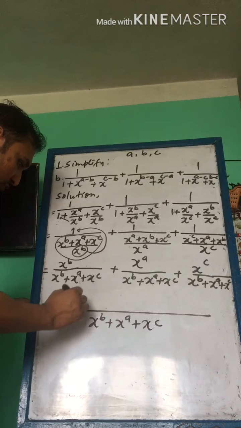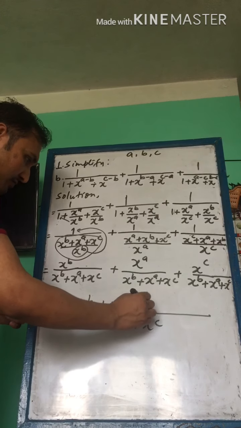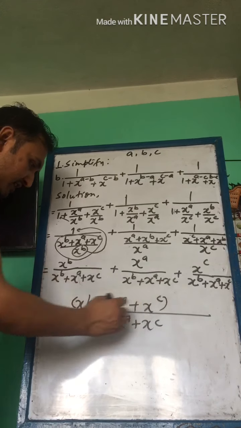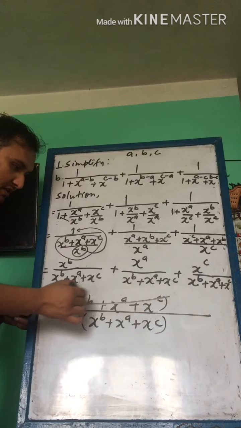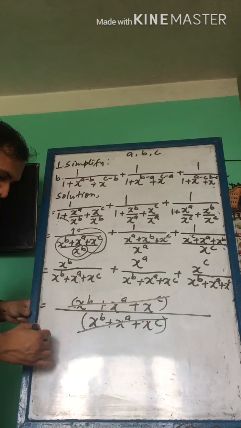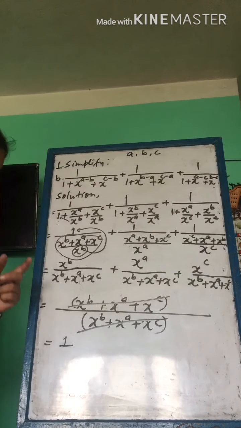What will remain over here? x to the power b plus x to the power a plus x to the power c. Now you can see in the numerator and denominator part, you will get the same quantity. The same quantity can be reduced. They will be cancelled. And what will be the required answer? 1. So this type of question is also important from the examination point of view in SEE.